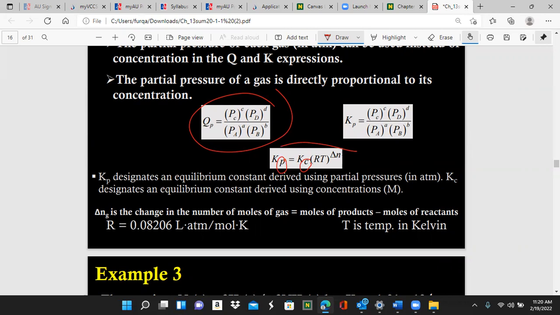We can compensate for that by using this equation here. So if Kc is known to us, we can find out the Kp. If Kp is known to us, we can find out the Kc.